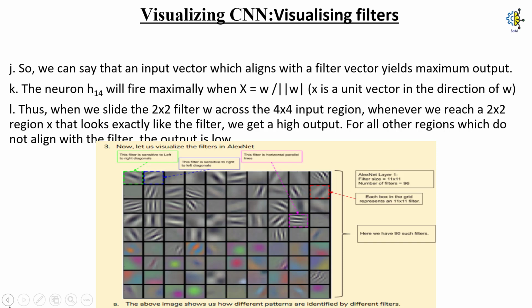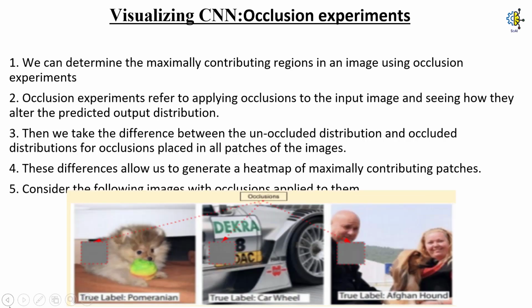Thus, when we slide the 2x2 filter w across the 4x4 input region, whenever we reach a 2x2 region x that looks exactly like the filter, we get a high output. For all other regions which do not align with the filter, the output is low. The above image shows us how different patterns are identified by different filters. We can determine the maximally contributing regions in an image using occlusion experiments.